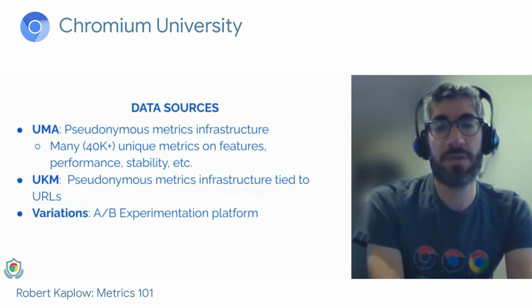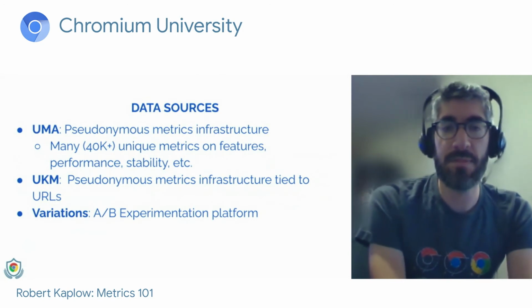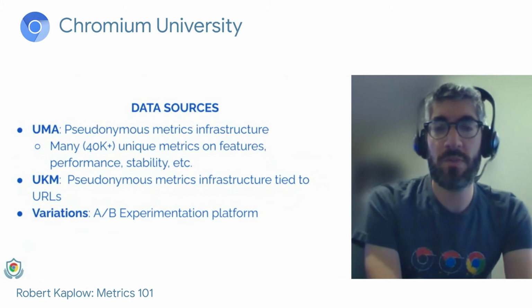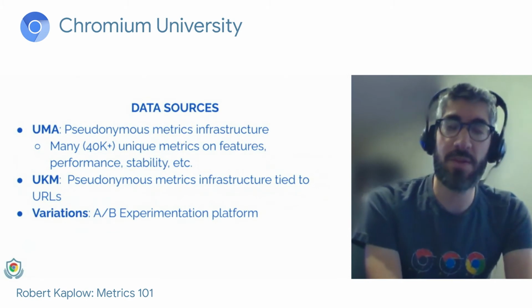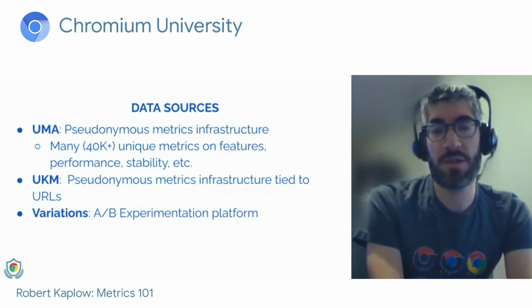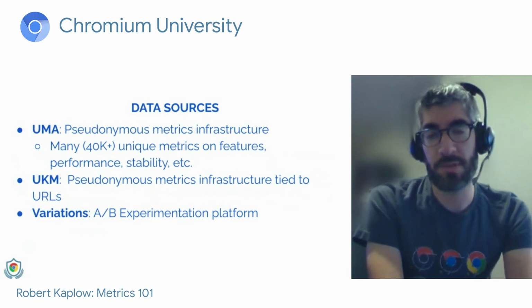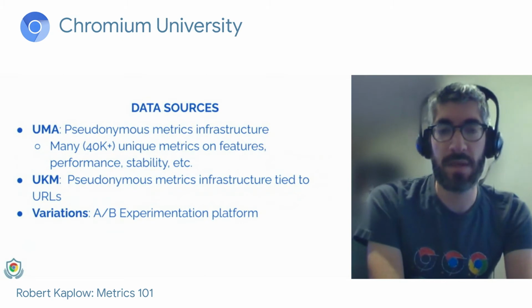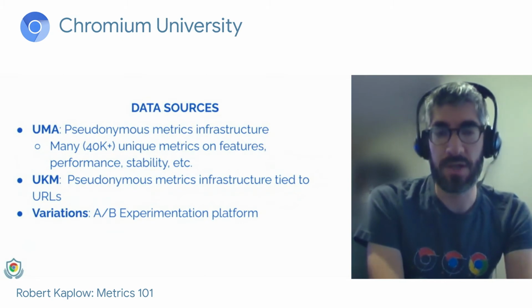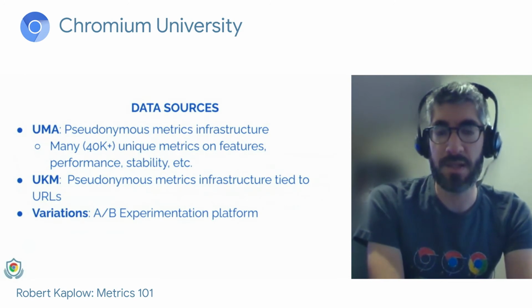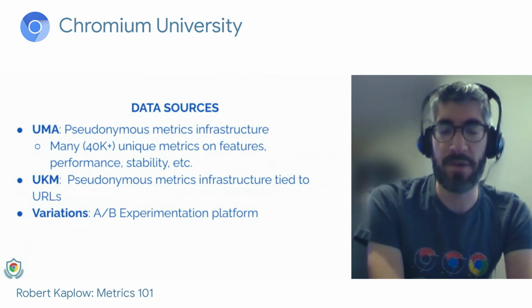Another metrics infrastructure we use is UKM, or URL keyed metrics. This is a separate metrics infrastructure. It's also pseudonymous, but it has a different identifier. And it's similar in some ways to UMA, but it has metrics tied with URLs. So you can actually get information, for a given URL, of the metrics related to this particular feature, for example, page load time. And this is very useful if you're trying to understand deeper connections between the browser and the web ecosystem overall, and can help teams understand performance improvements, metric improvements, and feature improvements.